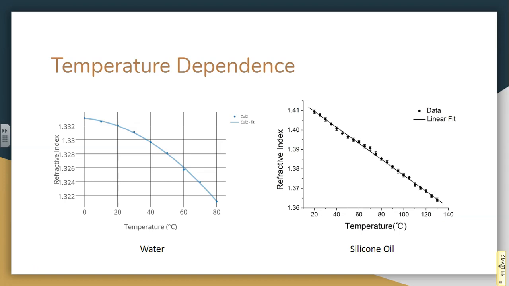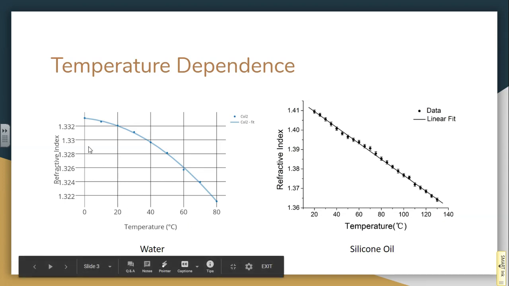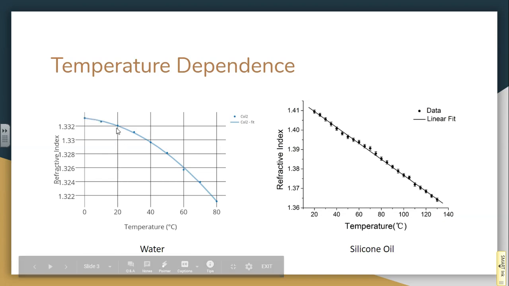So here's a couple of examples. So this is water, and again, you can see that the refractive index of water is about 1.33 from the previous slide that I had. But as the water gets warmer, the refractive index definitely goes down. And the same is true with silicone oil. It's an inverse relationship. The warmer something gets, the higher the temperature, the lower the refractive index.